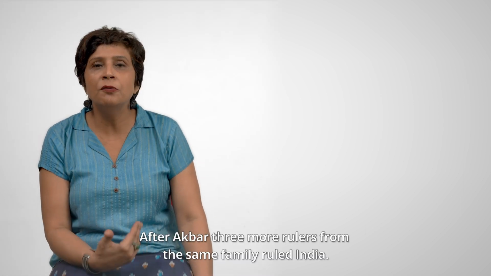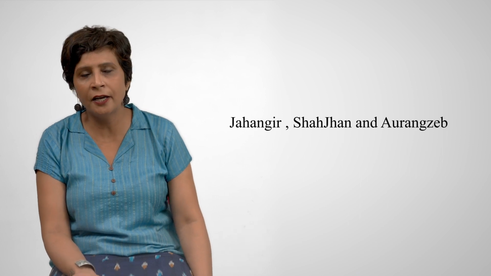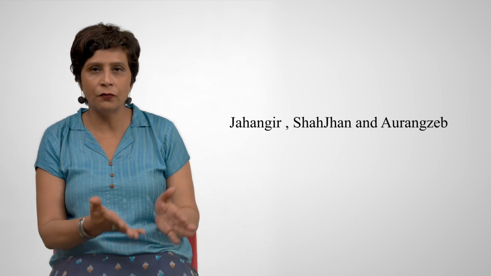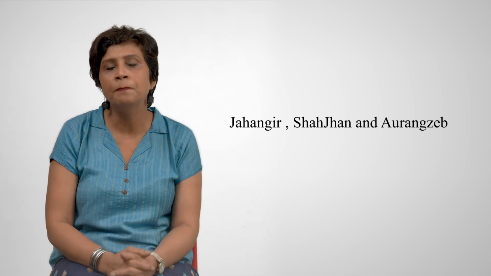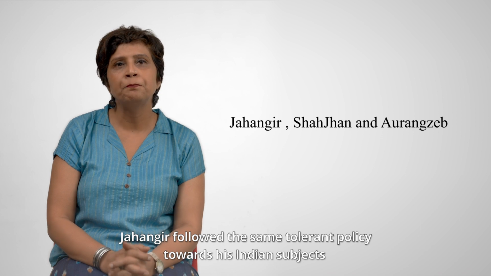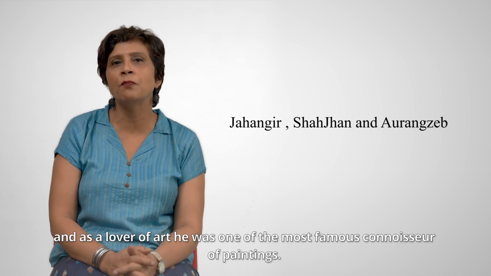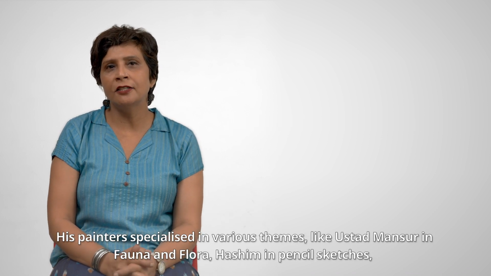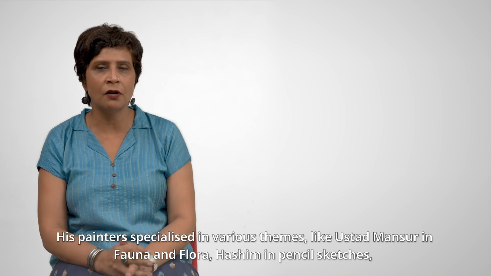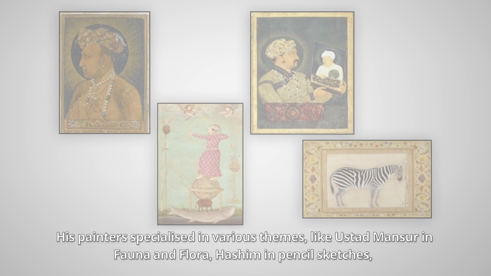Now, the successors of Akbar, three more rulers were there: Jahangir, Shah Jahan, and Aurangzeb, who were from the family of Babur only, and Jahangir was the son of Akbar. Jahangir followed the same tolerant policy towards Indian subjects, and as a lover of art, he was one of the most famous connoisseurs of painting. His painters specialized in various themes, as you will see in the painting, right?